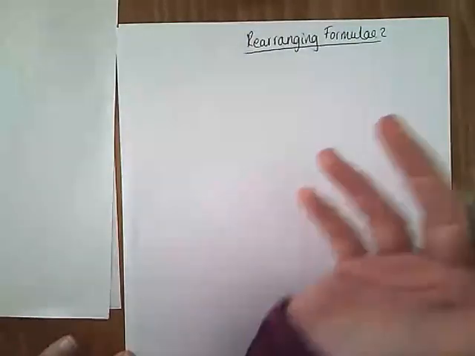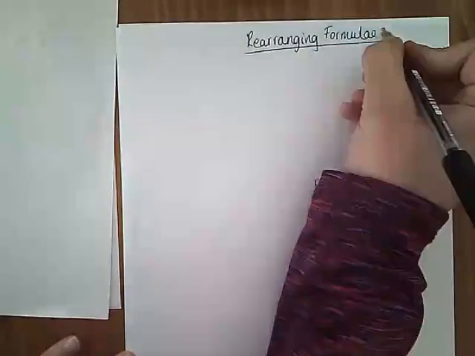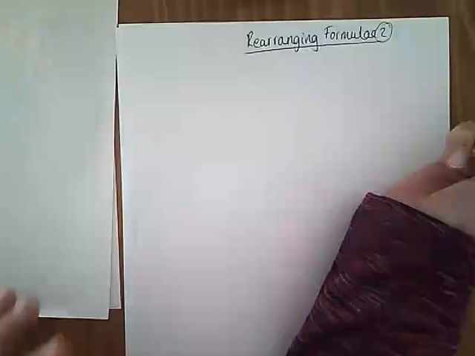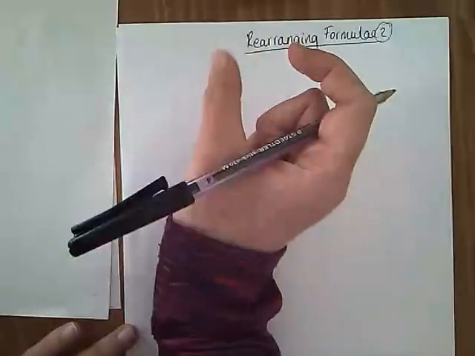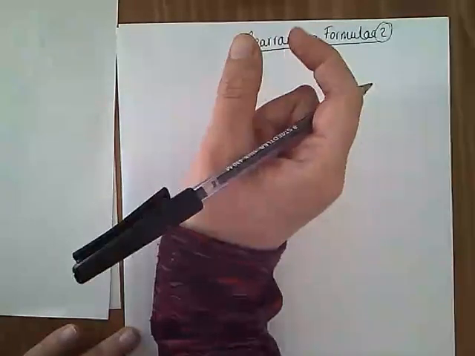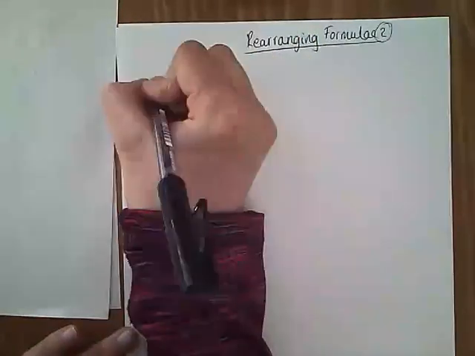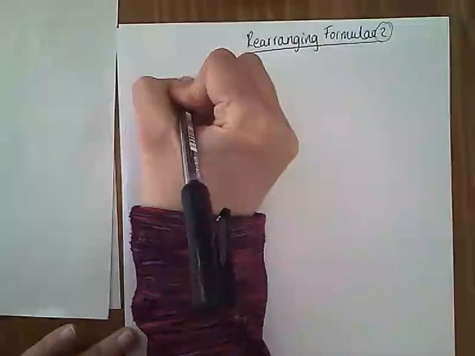Okie dokie, hello. We are on to rearranging formulae number 2, and we are going to today look at how you rearrange formulae where the subject, the thing you are trying to make the subject of the formula, appears more than once. Okay, we're going to do a couple of examples and we'll see how we get on.